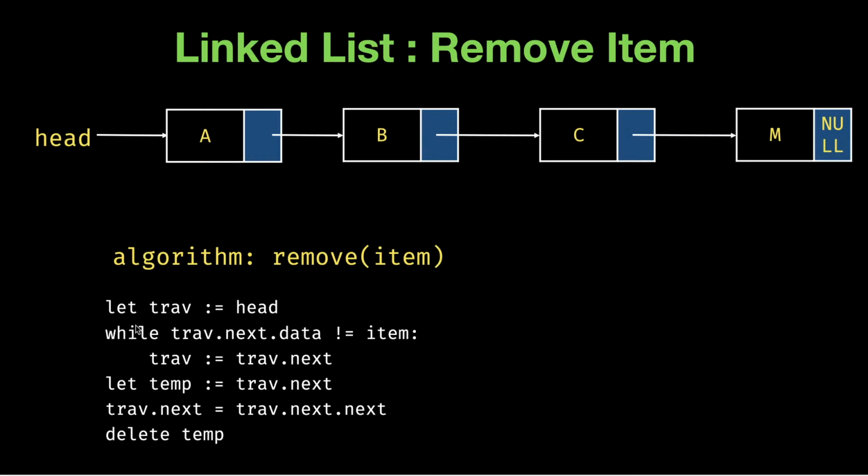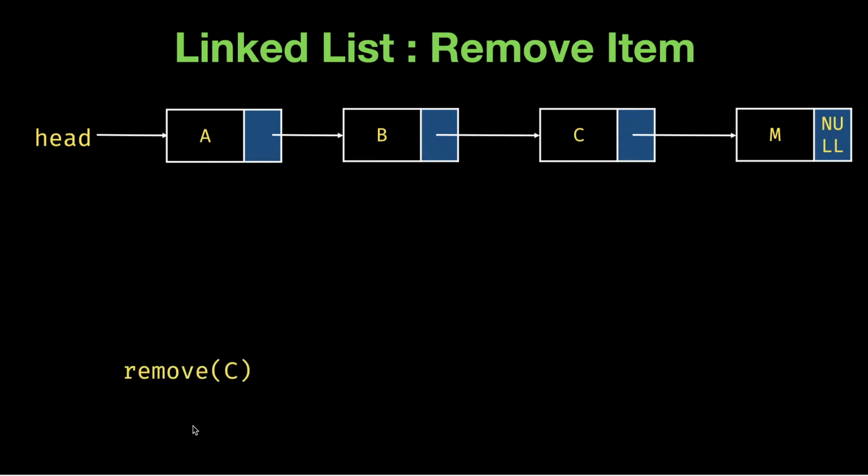So for that we have this while loop, and then we will store the node to be deleted with a temp, and then we will say that trap.next equals trap.next.next. Actually, you will see this visually later, and then we just delete temp.